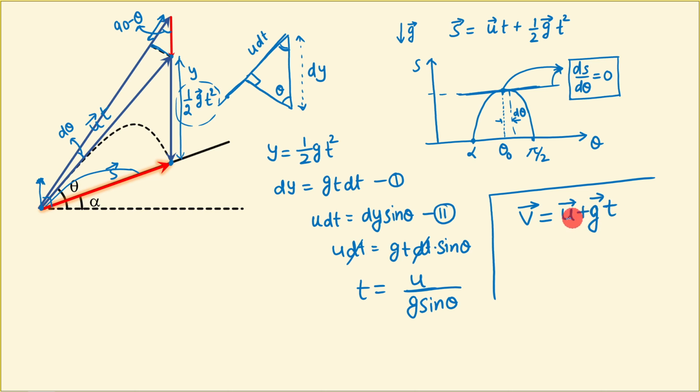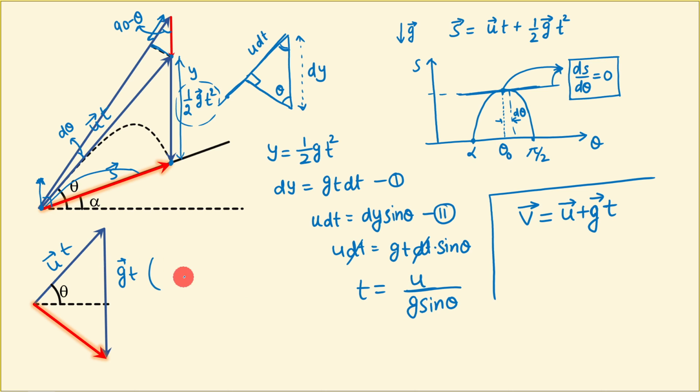So let's add these two vectors, u vector and g vector t, to get the value of v, right? So this is the vector addition part here. This vector is u vector. Of course, it is making angle theta with the horizontal direction. And this downward vector is g vector t. And since the value of t is equal to u by g sine theta, we can at least write the magnitude of this vector gt as equal to u by sine theta. So the magnitude of this downward vector is u by sine theta, right?